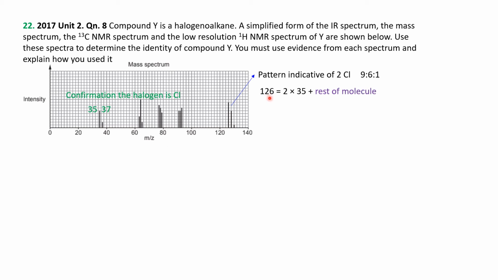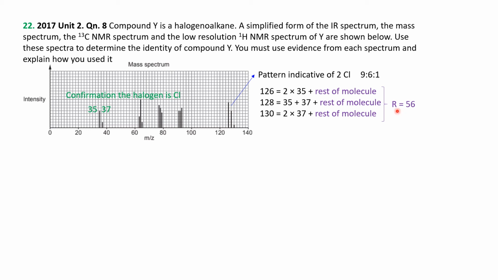The 126 peak is where both of the chlorines are chlorine-35, and then of course you've got the rest of the molecule. The 128 peak is where one is 35, one is 37, plus the rest of the molecule. And then at the peak at 130, both of the chlorines are 37 plus the rest of the molecule. That would indicate that the rest of the molecule has a mass of 56. Now, we're done with the chlorines. We've got 2 chlorines in there, so this must just be hydrogens and carbons.